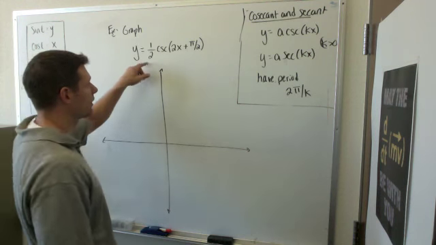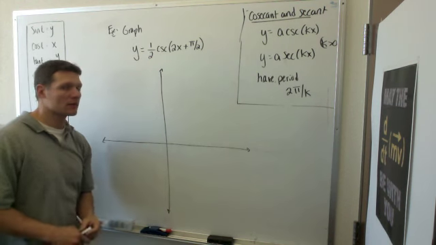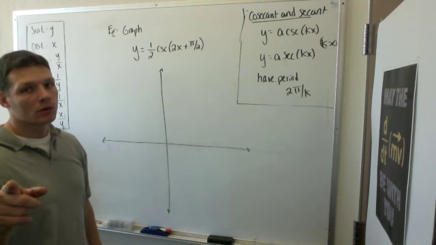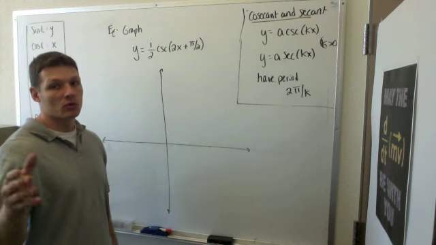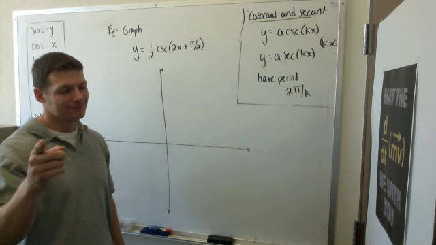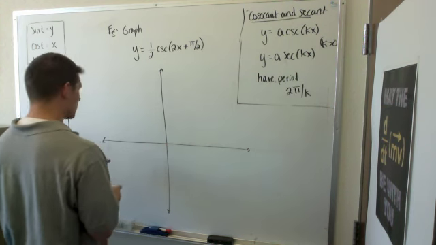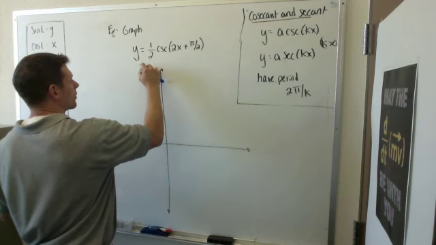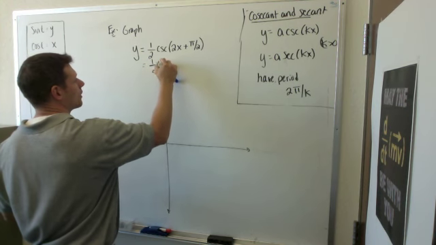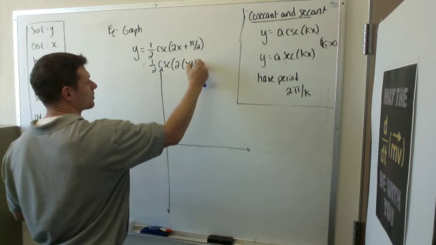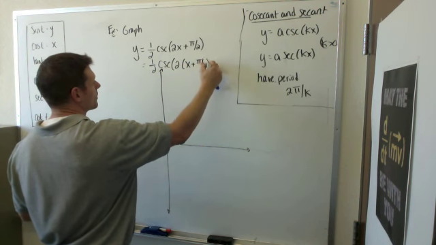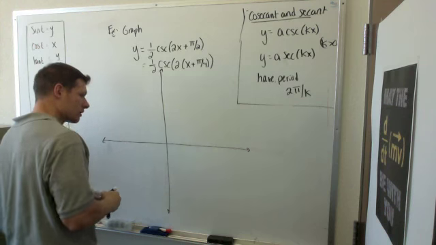We're going to graph 1/2 cosecant of 2x plus pi over 2. What do we do with this situation? First thing is to do what? Rhymes with tractor. Factor. Very good. So we'll factor it out, and we'll get 1/2 cosecant 2 times x plus pi over 4. This is very similar to the last one, but now we're doing cosecant.